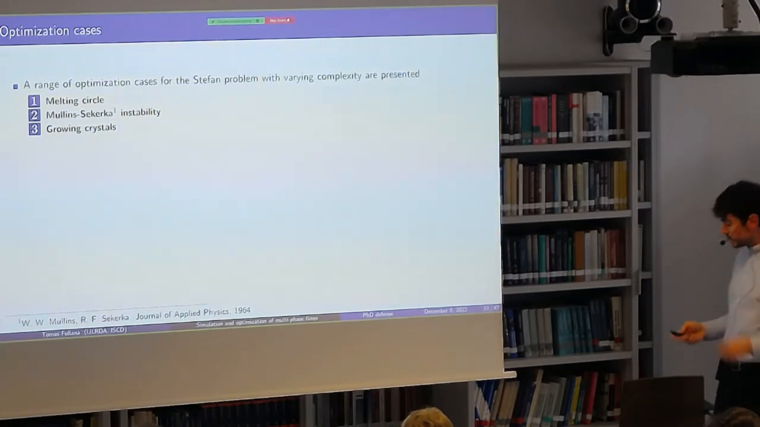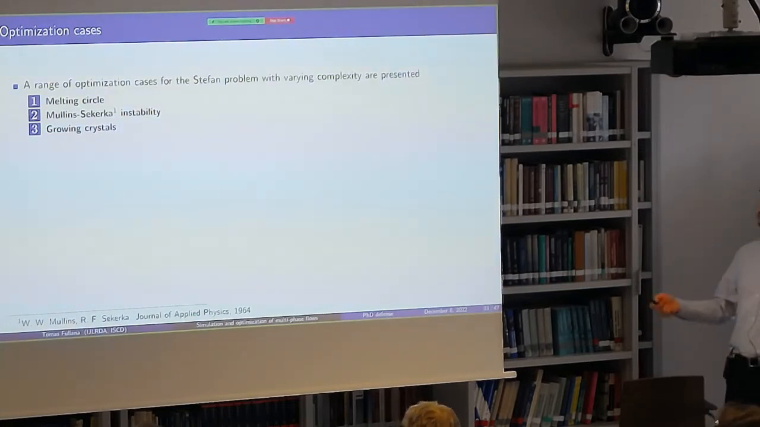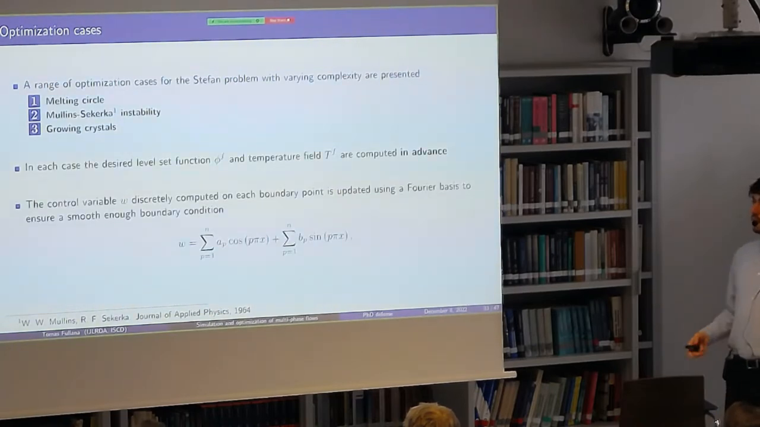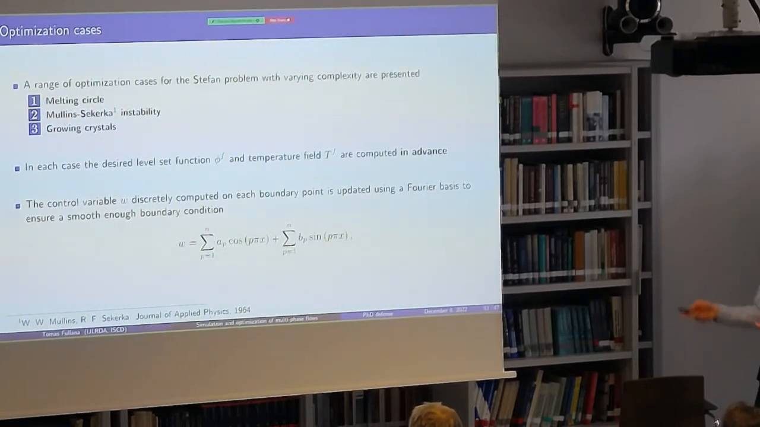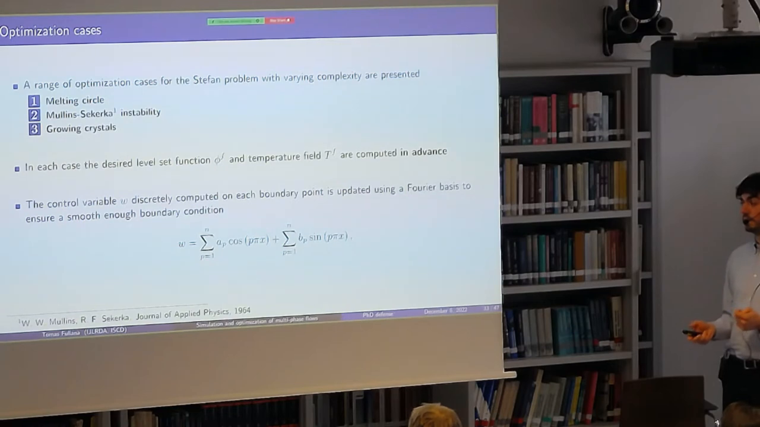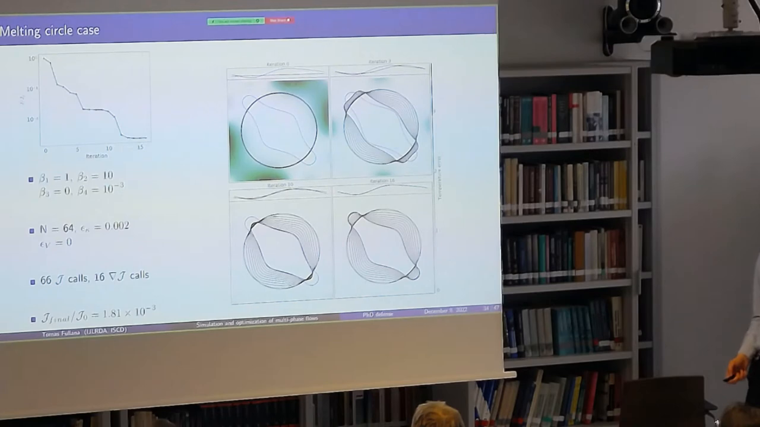So the first one will be the melting circle. The second one will be the Mullins-Sekerka instability, and the third one will be the growing crystals. In those cases, the desired level set function and the desired temperature field are computed in advance. I mean, they're known a priori. And the control variable will be discretely computed on each boundary point using a Fourier basis. This is to ensure the smoothness of the boundary condition. So of course, we want to optimize the parameters here A and B, depending on the number of parameters that we want. So first, the melting circle case.